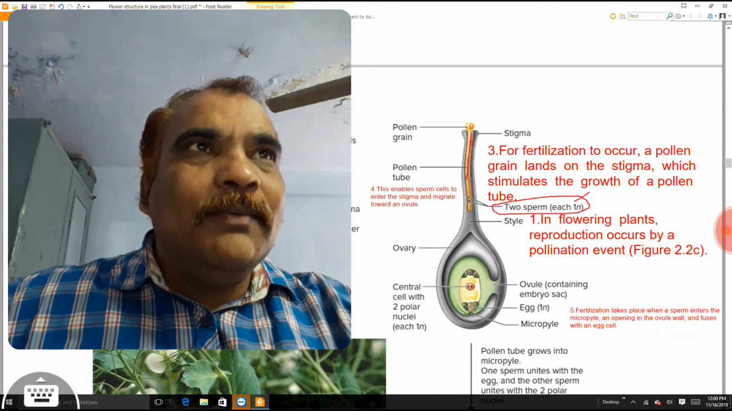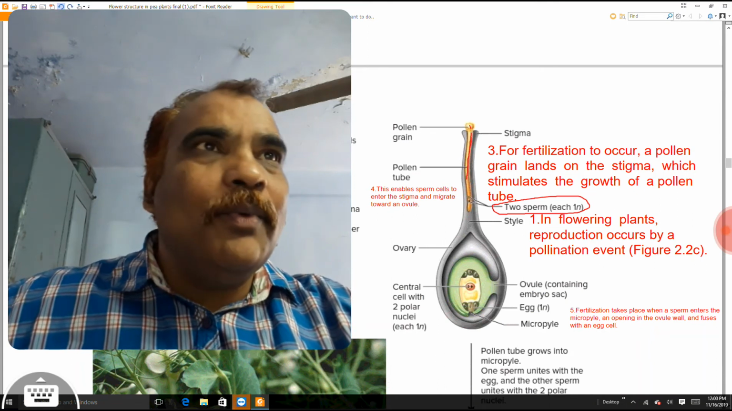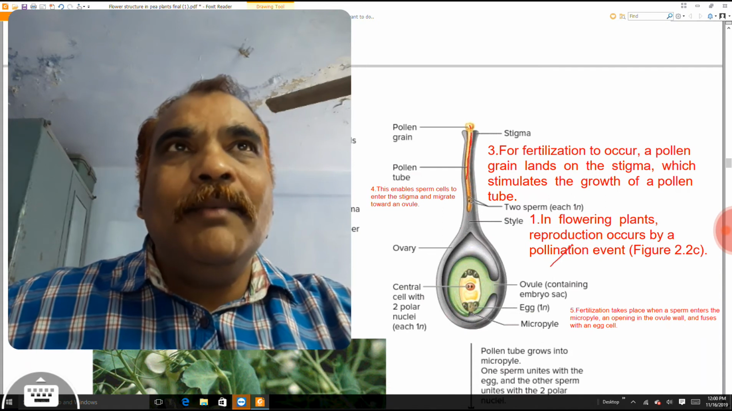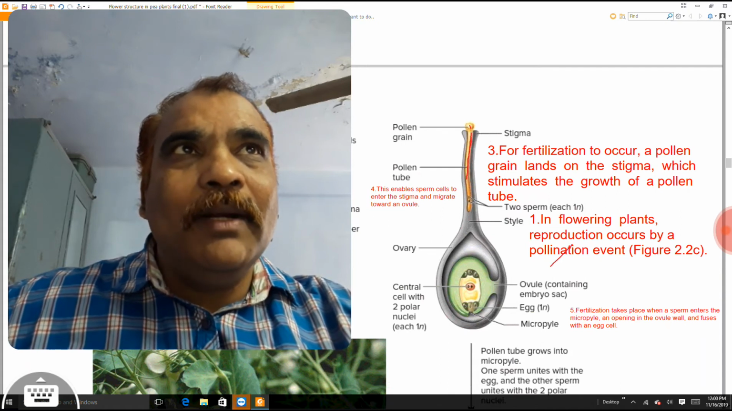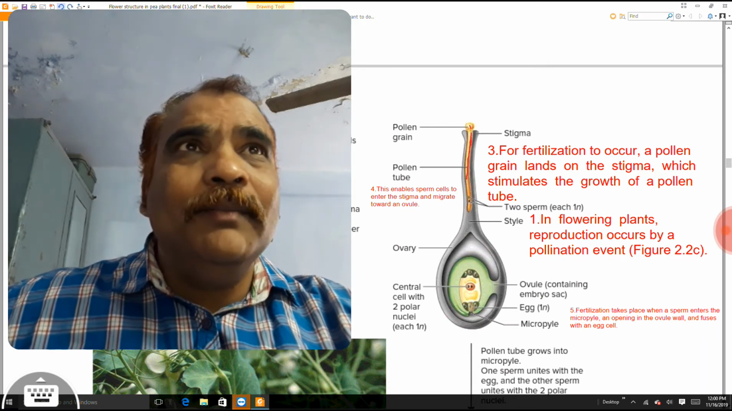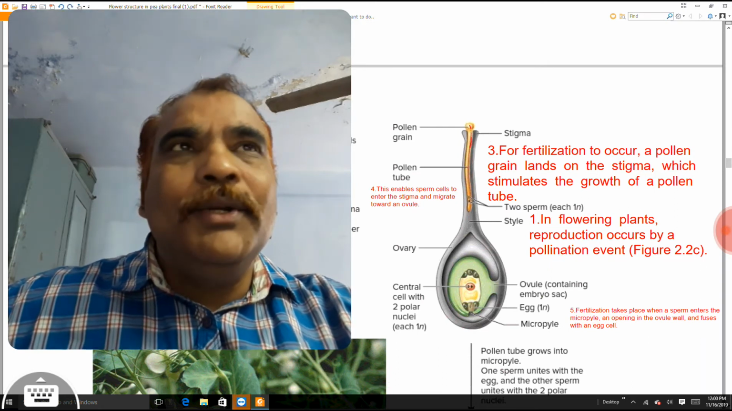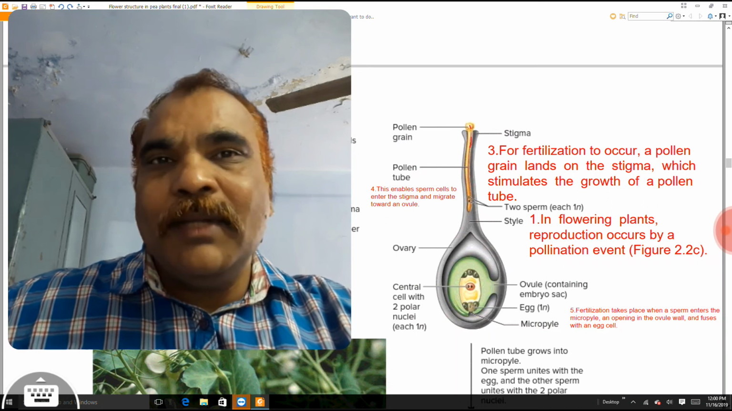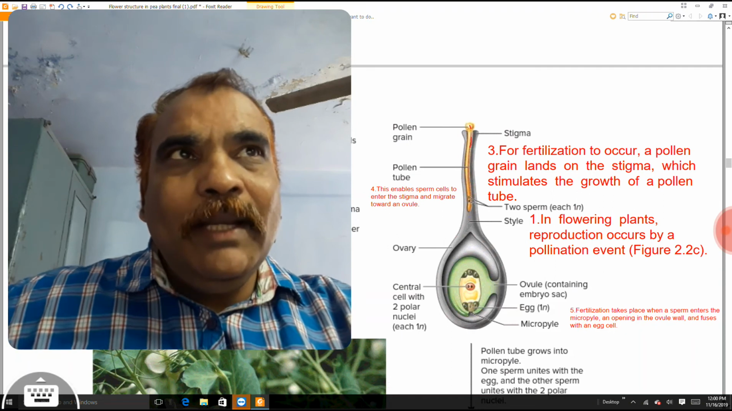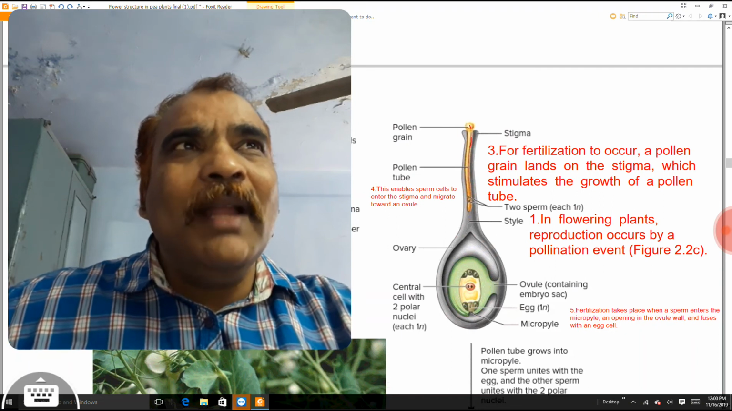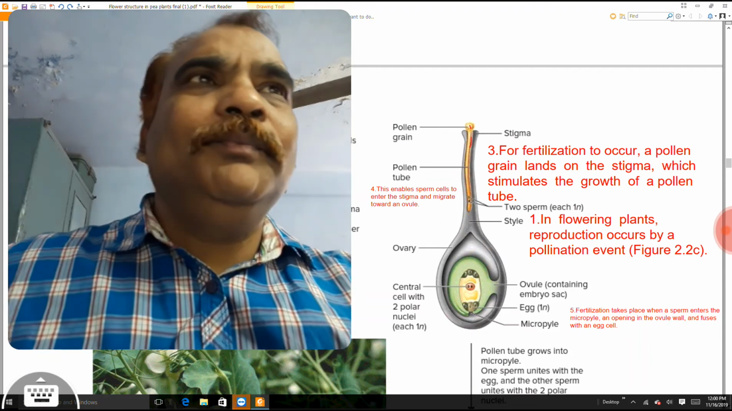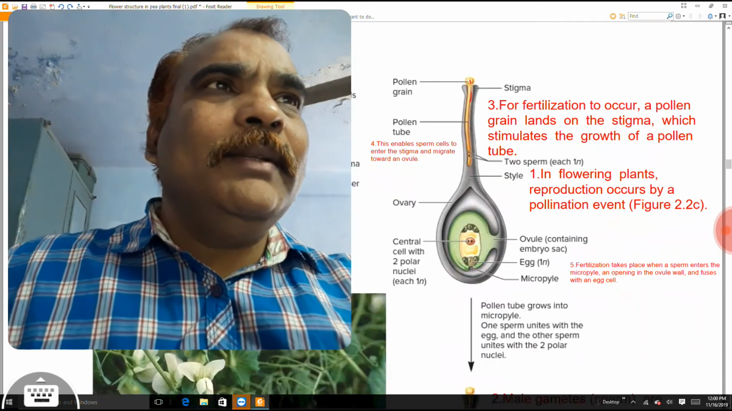So this was the first point. In the first point we discussed pollination, then the germination of the pollen grain on the stigma, and after that the formation of the pollen tube. In the pollen tube two sperms are present, and each sperm has one N chromosome. That means the haploid set of chromosomes is present.